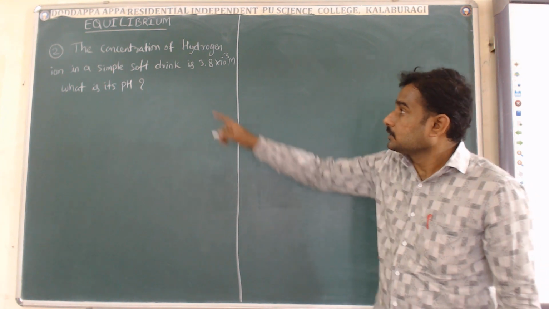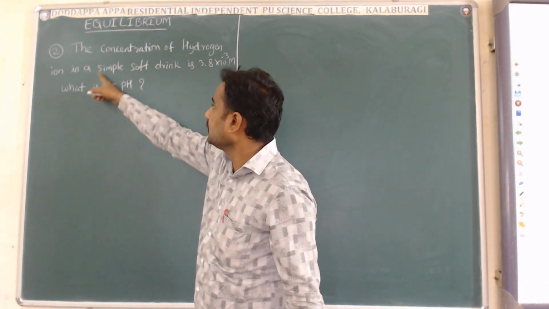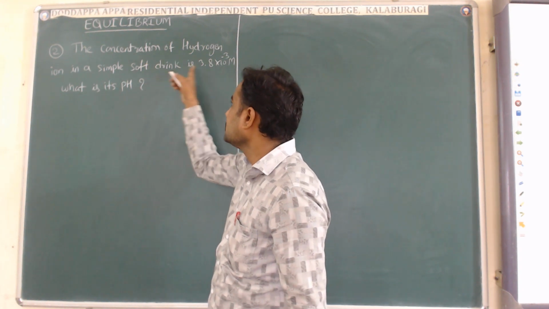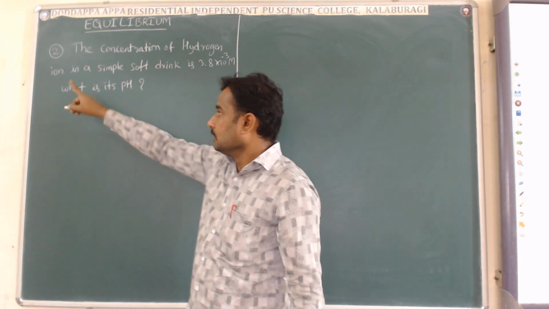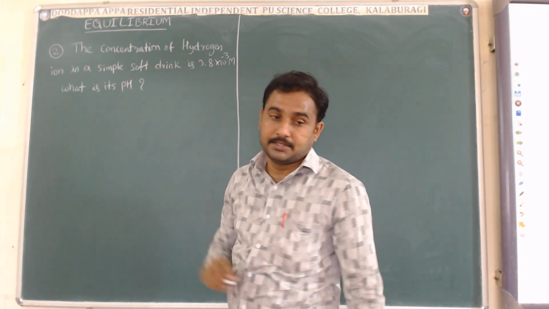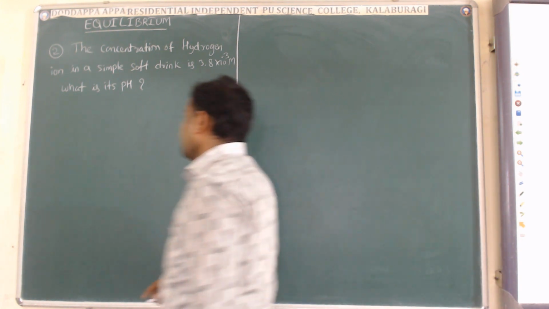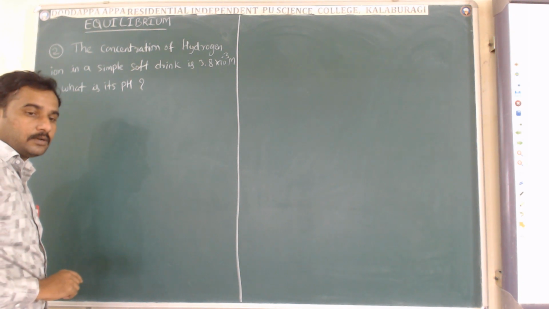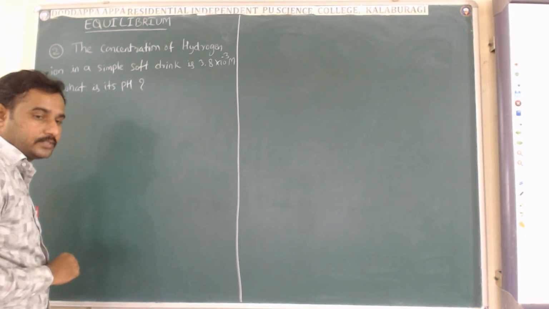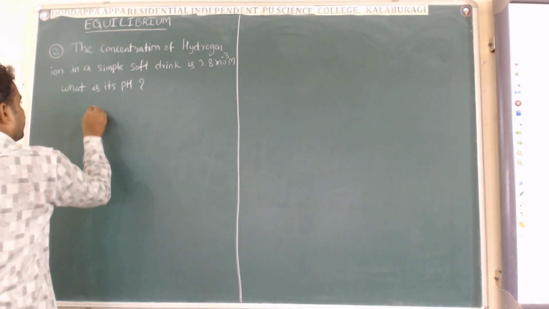The given question is: the concentration of hydrogen ion in a simple soft drink is 3.8 into 10 raised to minus 3 molarity. What is its pH? Then we have to use the pH formula. What is the pH formula? pH is equal to the negative logarithm of base 10 of the hydronium ion concentration, or hydrogen ion concentration. Okay, that you have done. The formula uses the H3O plus concentration.